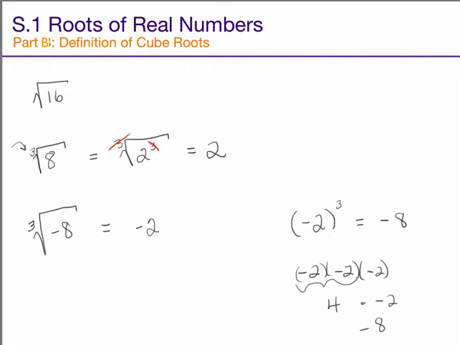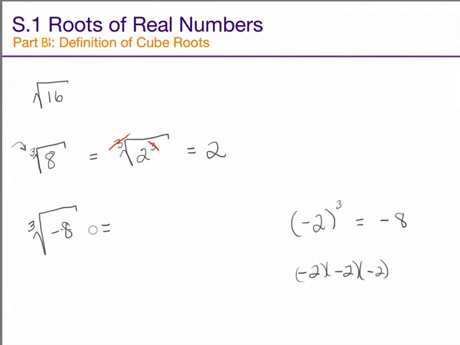I can do this with cube roots because cubing a negative number will always give me a negative times a negative, which is positive, times a negative. And a positive times a negative is a negative. Negative 2 cubed is negative 8.